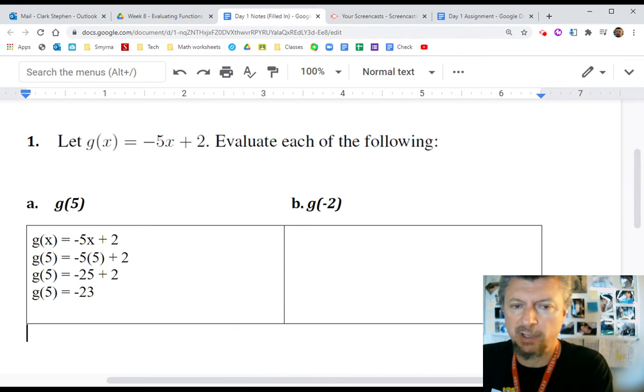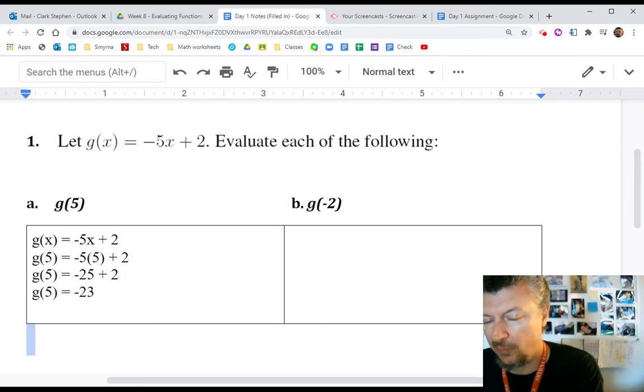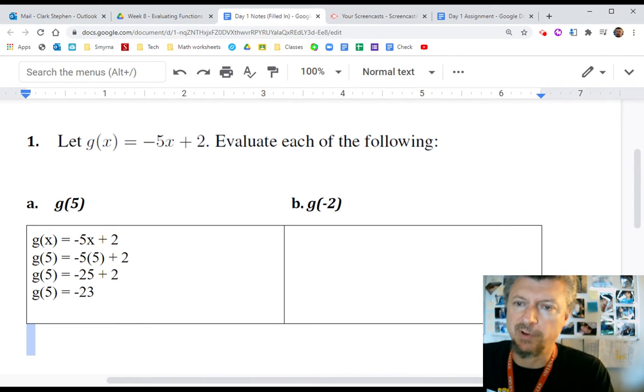All right, so again, g of 5 is just telling you that you're plugging in a 5 for x. That's all it's saying. So when you see the answer, the g of 5 is still there because it means if you plug in a 5 for x, you get negative 23. So that's what the answer is. This is different than saying y equals negative 23 because you can see what you plugged in for your x on the final answer.